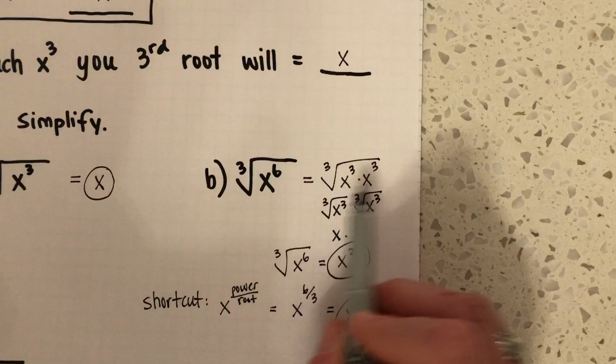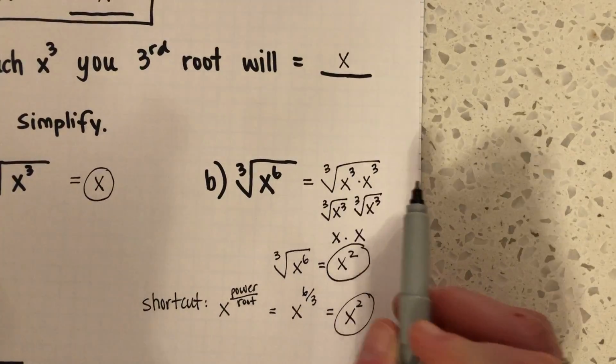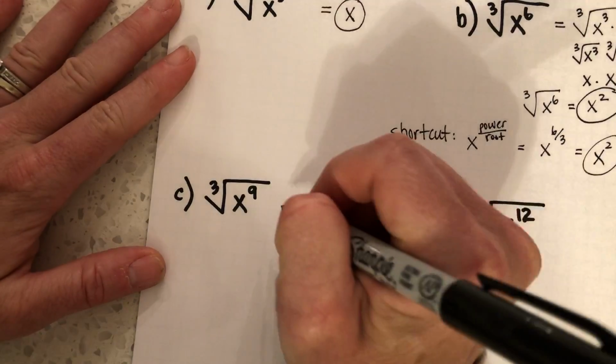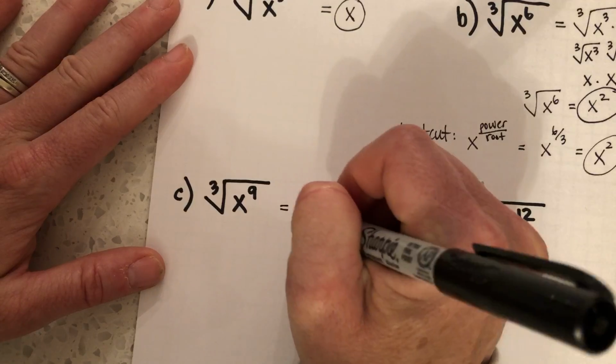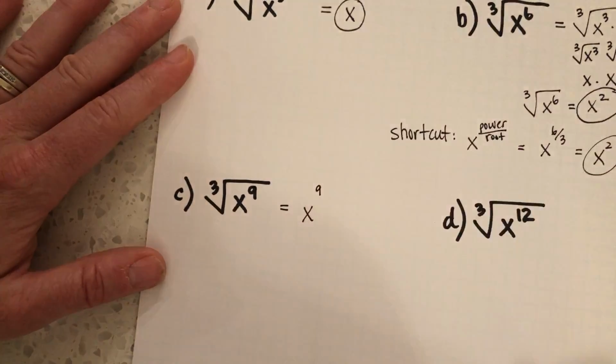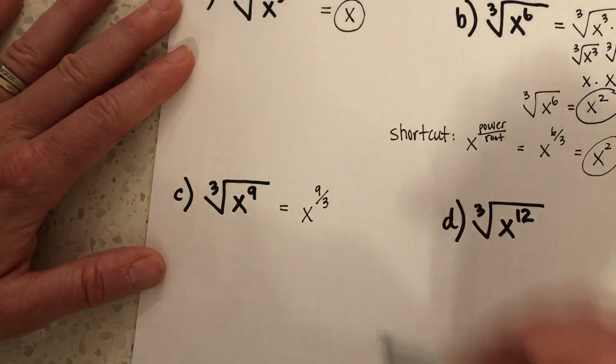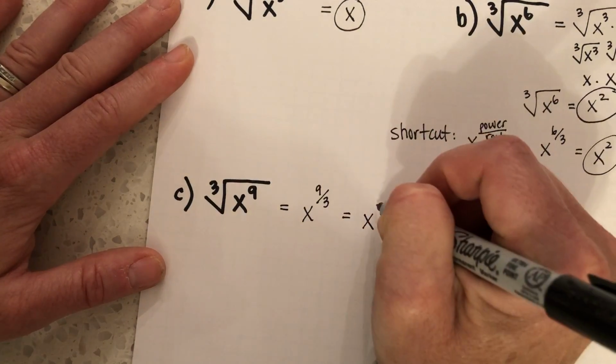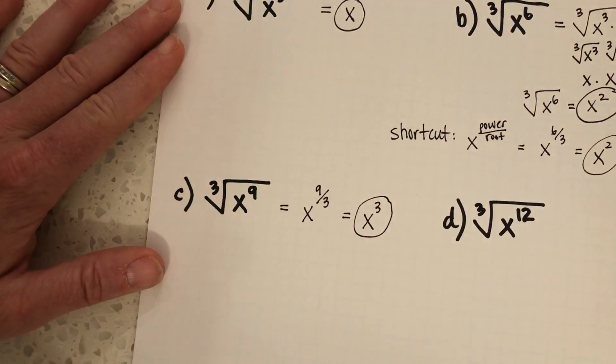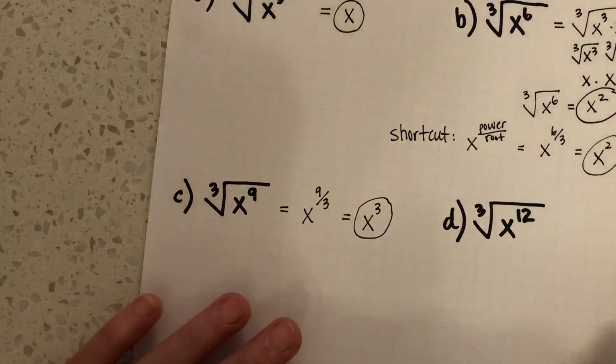Well, instead of having to rewrite it in all of these x's to the third, your easiest way to do this is to write it as x to the power 9 divided by root 3. And what is 9 divided by 3? It's 3. So the answer is x to the third, right? Okay, what about the next one?